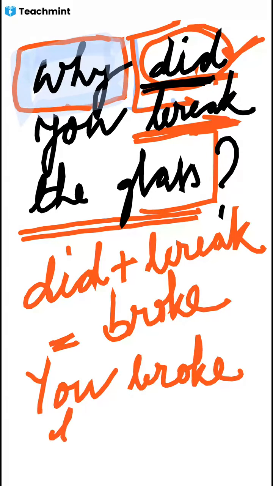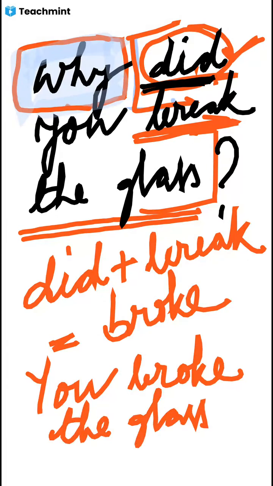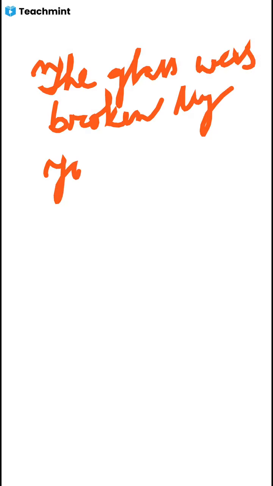You broke the glass. Okay, listen to me properly. If you have any confusion, you can ask. We will change this one into passive voice now. You broke the glass. We know how to change active voice into passive voice. You broke the glass will be: the glass was broken by you. The glass was broken by you.